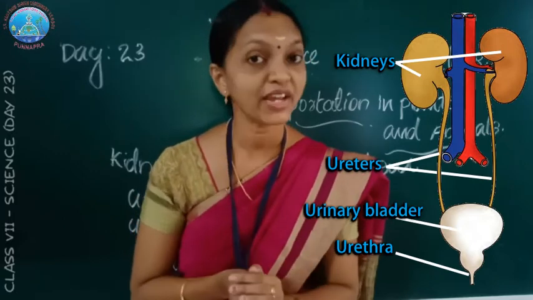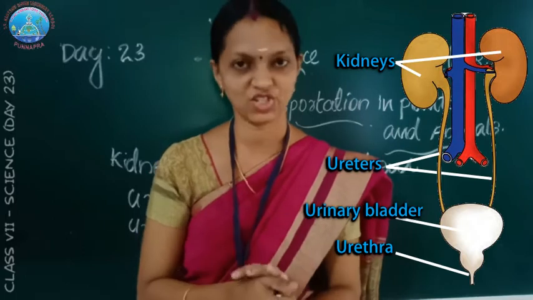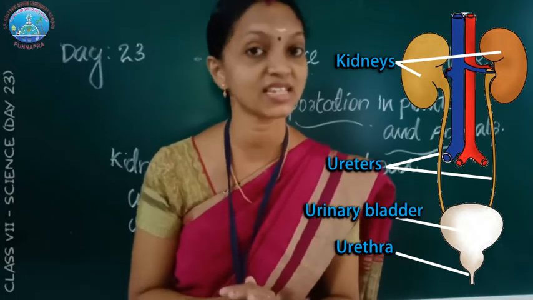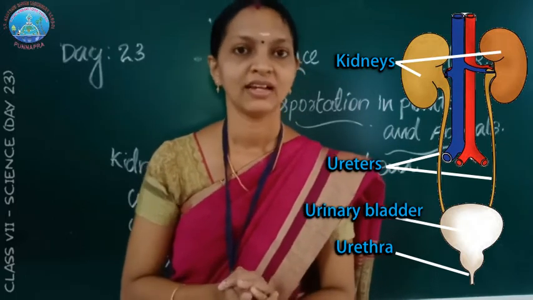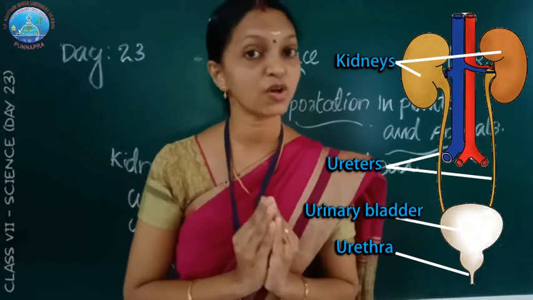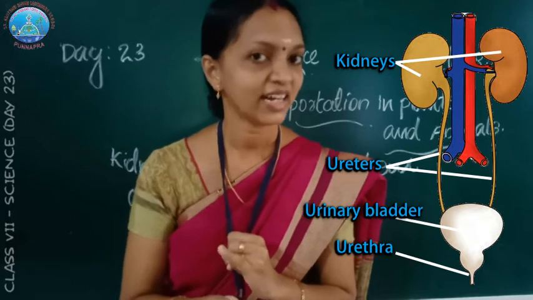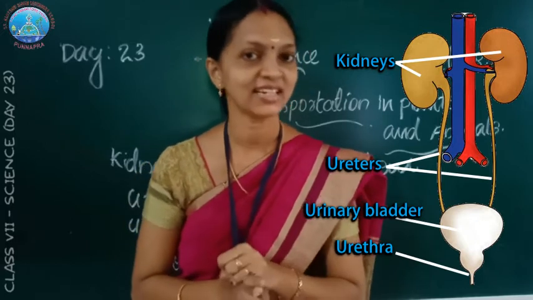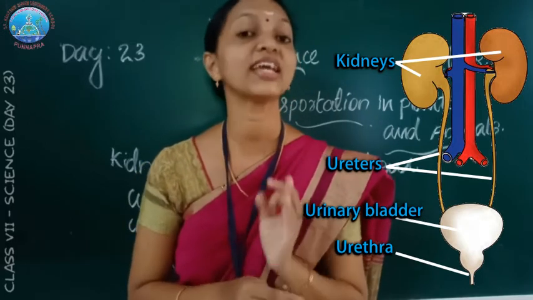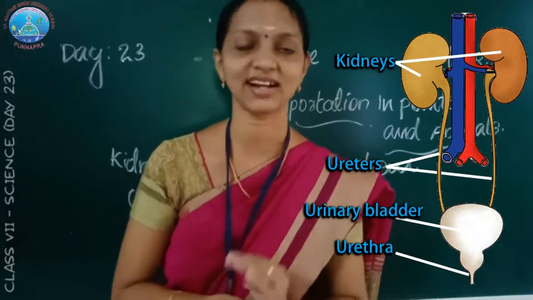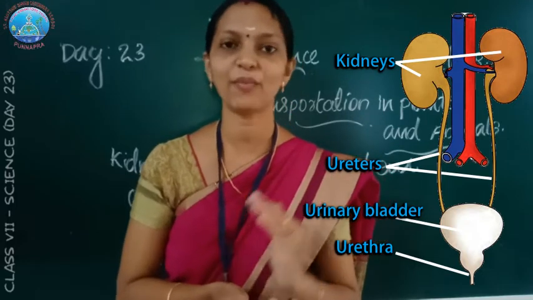In your textbook, page number 127 has one picture: the human excretory system. In that diagram you can see the two kidneys, then two ureters, urinary bladder and urethra. Let us study them one by one.